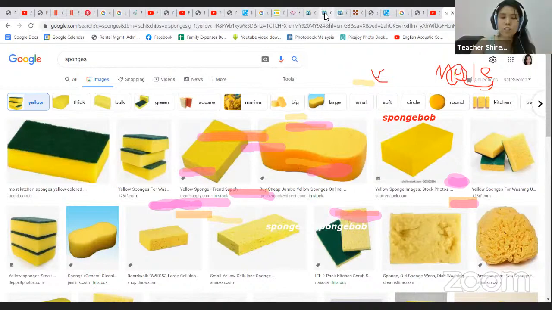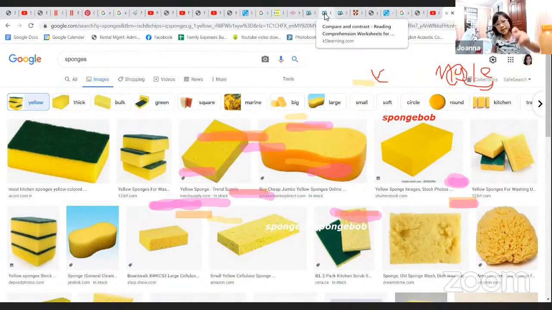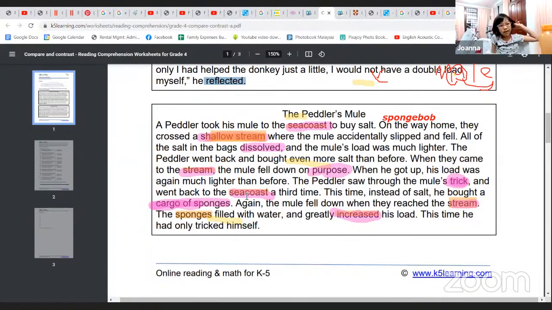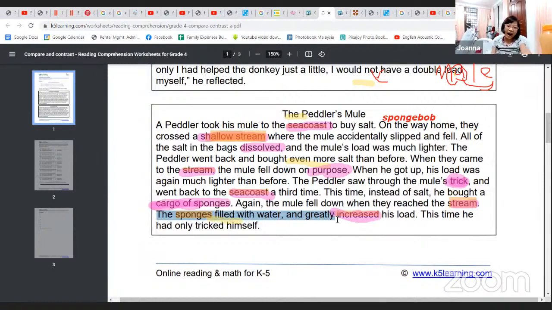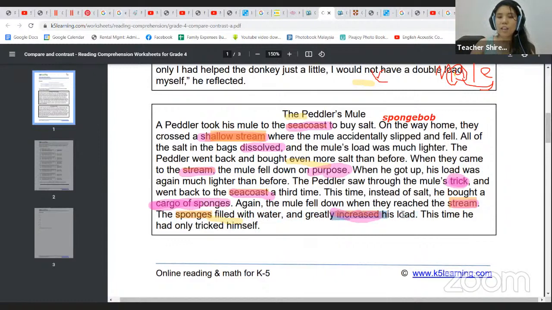Sponge, when it's dry, is actually very light. But when it has water, it is very heavy. You can see, right? So now he's purposely put a trick onto the mule. Again, the mule fell down when it reached the stream. Now the sponge is filled with water. What do you think? It greatly increased his load. Increase means 提升, 增加. He increased his load.